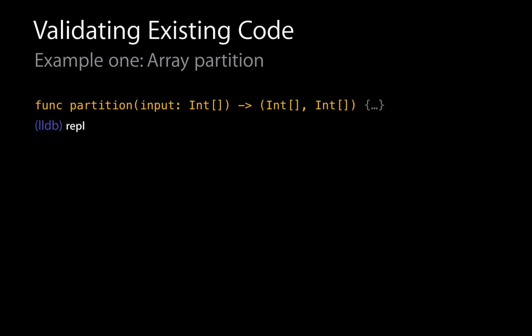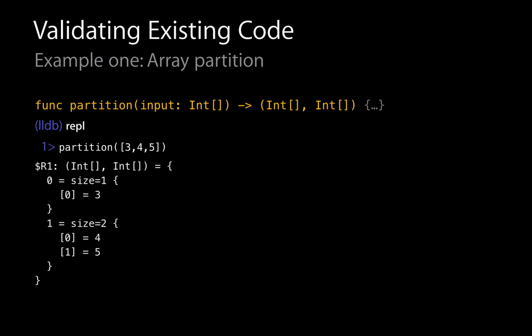Well, with our program stopped, we drop into the REPL, and then we can call the partition function right from there. If we send it the array 3, 4, 5, what we get back is the array containing 3 paired with the array containing 4 and 5. All right, this looks interesting. I guess there's something about it being the bottom part of the array and the top part of the array. Let's formalize this. Let's test a theory about what's going on.